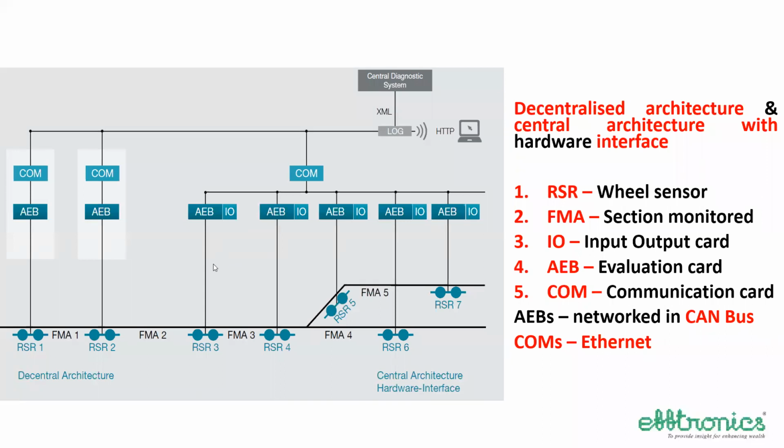So the AEBs exchange their counts in the CAN bus like this, or if they want to take it from the adjacent units, they go through the COM cards. This is through the Ethernet. And a diagnostic system is given here. The COM cards are all connected to the central diagnostic system. I think this gives you a fairly good idea.